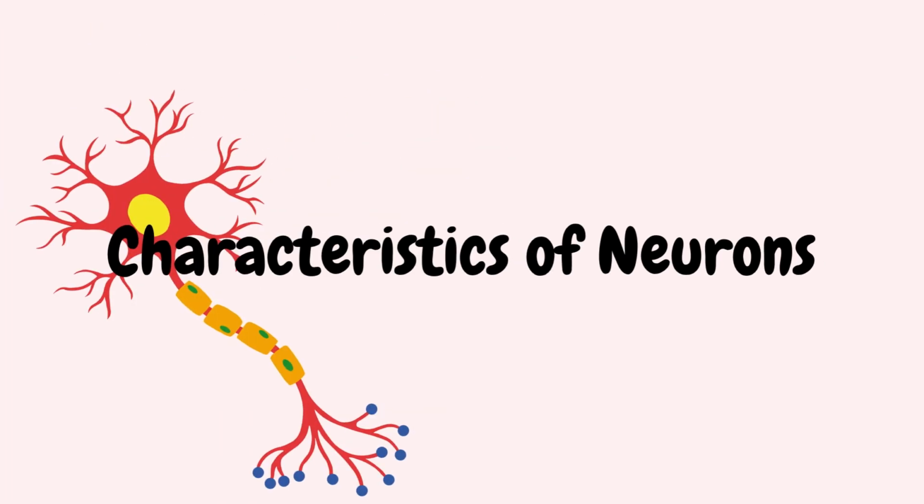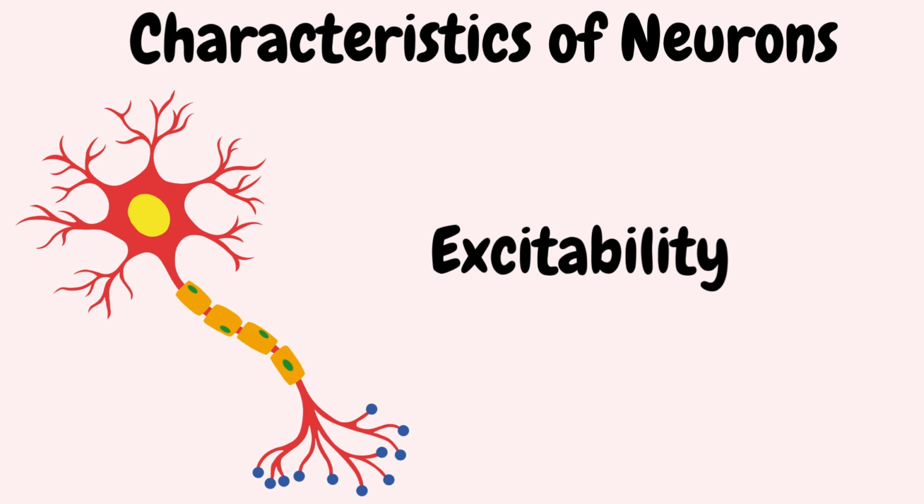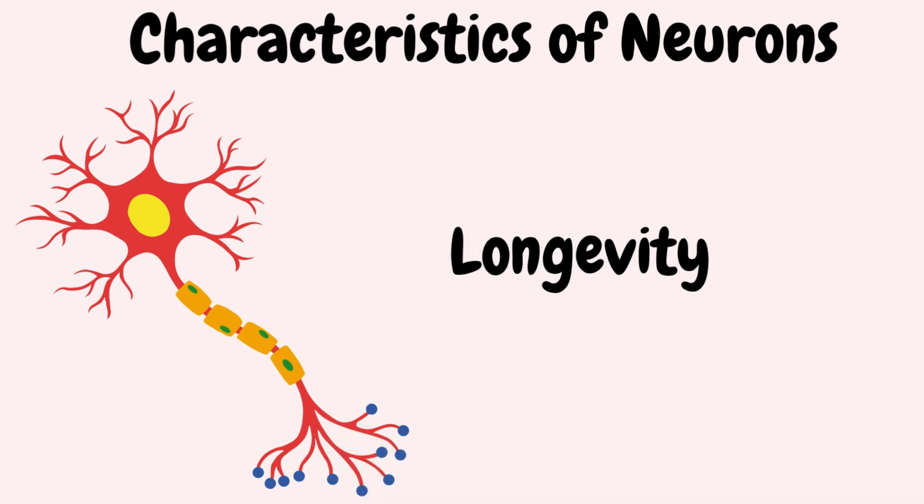Let's look at the characteristics of neurons. Neurons can be excited. Neurons can detect and respond to various stimuli, for example touch, light, and chemicals, by generating electrical signals known as action potentials. Another characteristic is conductivity. Once stimulated, neurons can transmit electrical impulses rapidly and precisely along their membrane and to other cells. Longevity. Most neurons last a lifetime.